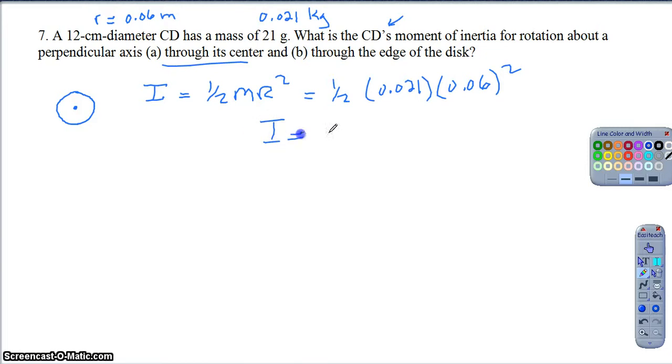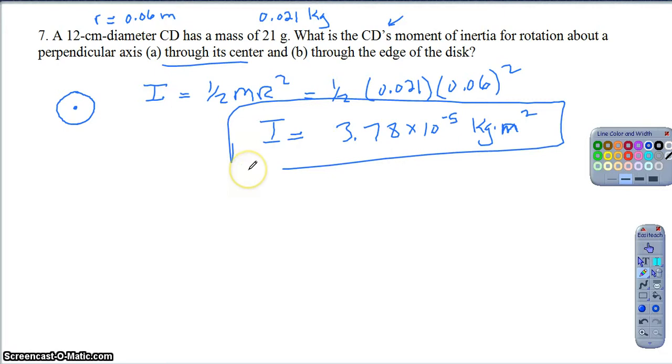So the moment of inertia ends up obviously being a very small number in terms of our standard units. It ends up being about 3.78 times 10 to the negative fifth kilograms times meters squared. We do want to make sure we're getting comfortable putting that in the standard units, and it is okay that it works out to be a very small measurement in terms of kilograms and meters squared. But anyway, I've got part A, and hopefully part A wasn't too tricky to work through.